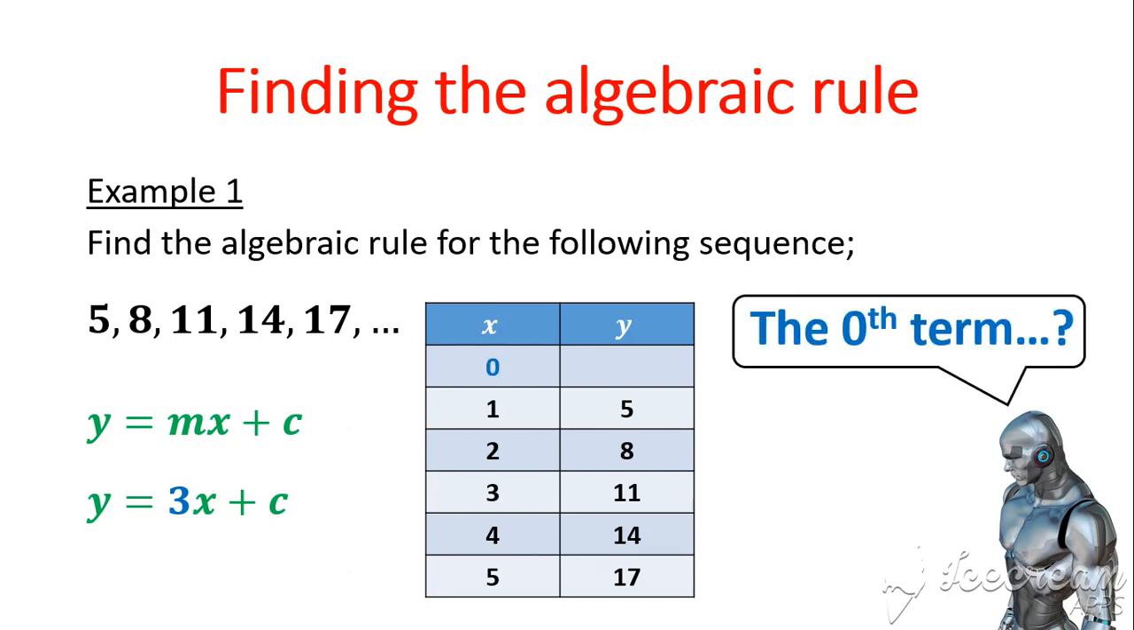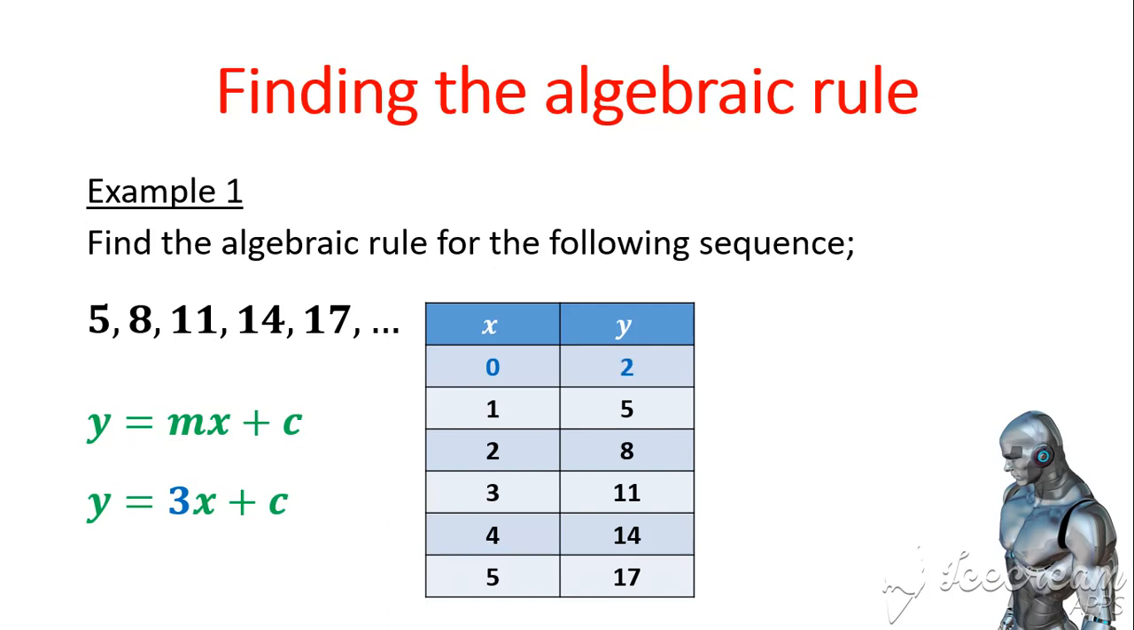Now we're going to go to what's called the zeroth term. This is the number before the sequence starts, when x is 0. Now we're going to figure out what y value will be there. It's going to be 2. Why 2? Because we know we're adding 3, so 2 plus 3 gets us up to 5. So that value of y, when x is 0, is 2. Once we've got that value, that becomes our value of c. So c is equal to 2.